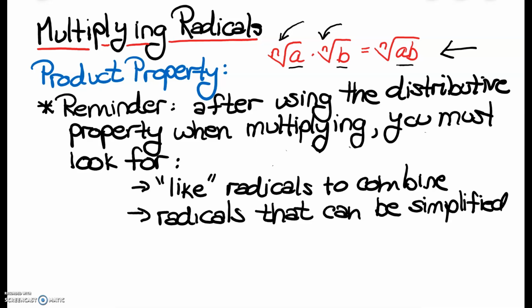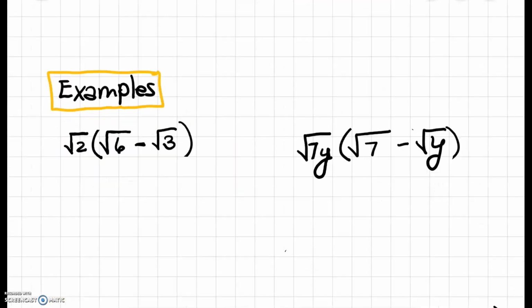Just a reminder, after using the distributive property when multiplying, you have to look for like radicals to combine and radicals that can be simplified. So let's go through and work a couple of examples here.